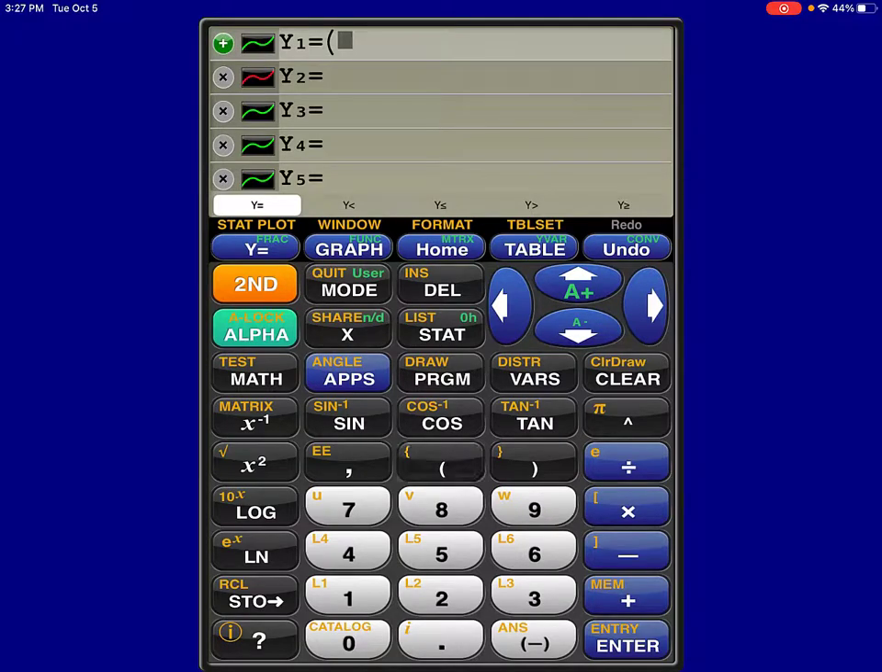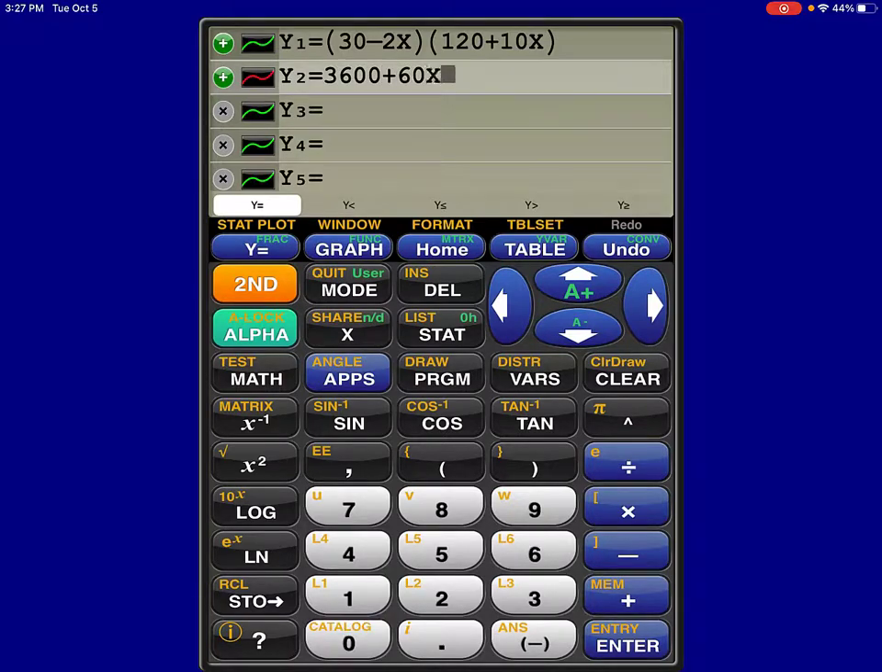Okay, let me put in the parentheses one. 30 minus 2x. The x is not times on the right. The ones in blue are the order of operations. X is a variable. That's towards the second and alpha, the orange and light blue key. 120 plus 10x. Okay, and if I put in the one that we did multiplied through the box, so that would be the 3600 plus 60x minus 20x squared.